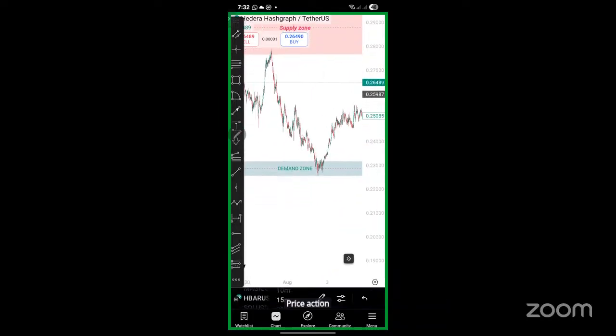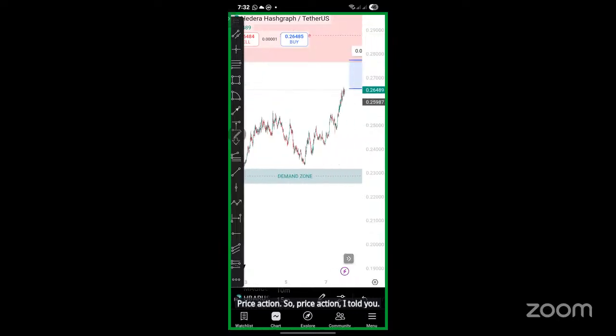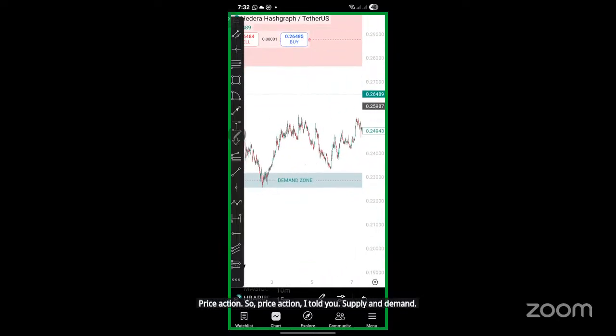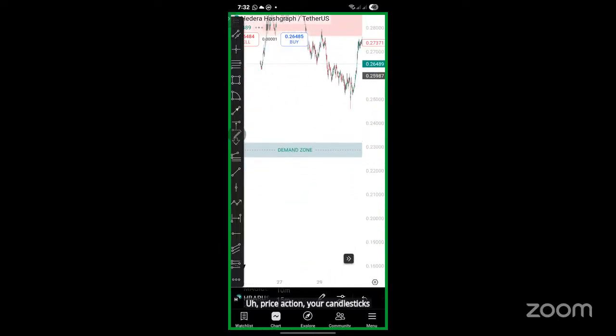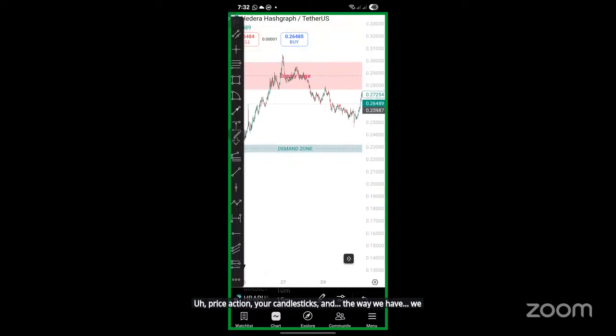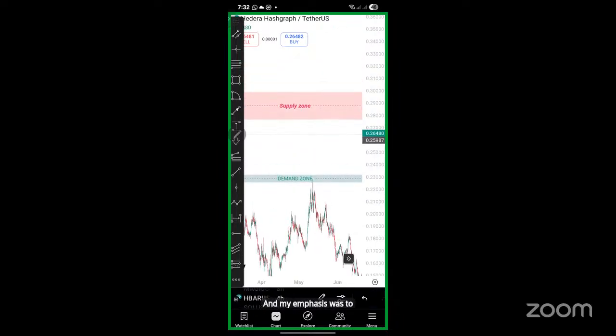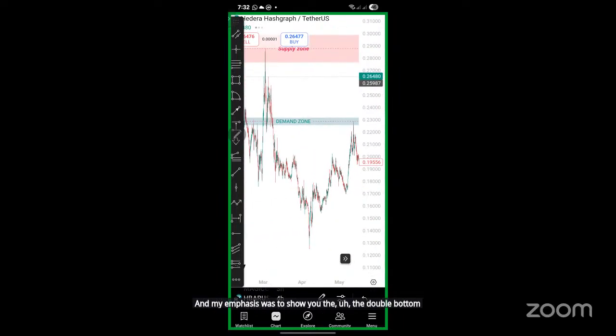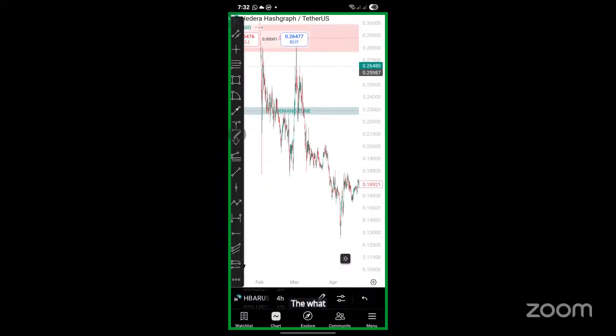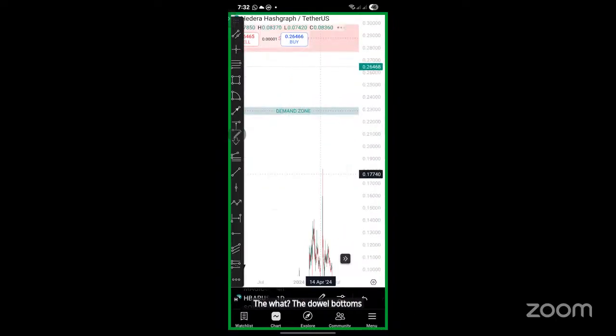So price action, I told you, is supply and demand. Price action is candlesticks and the way we have been looking at them. So that is what I had for today. And my emphasis was to show you the double bottom, and these double bottoms appeared.